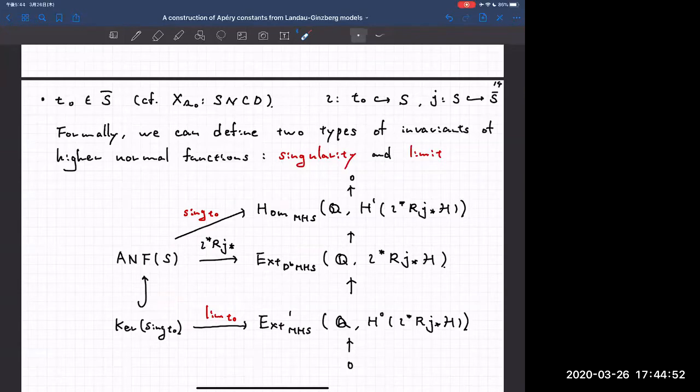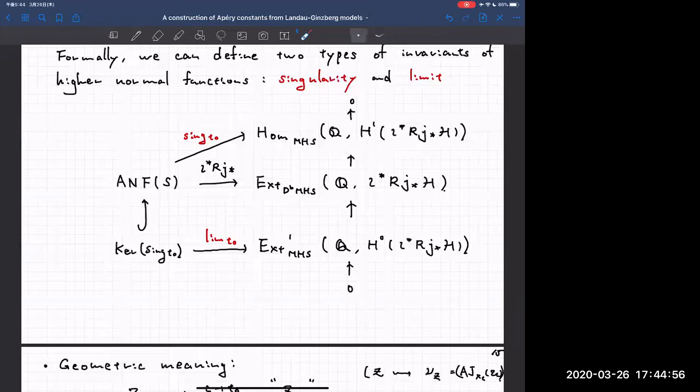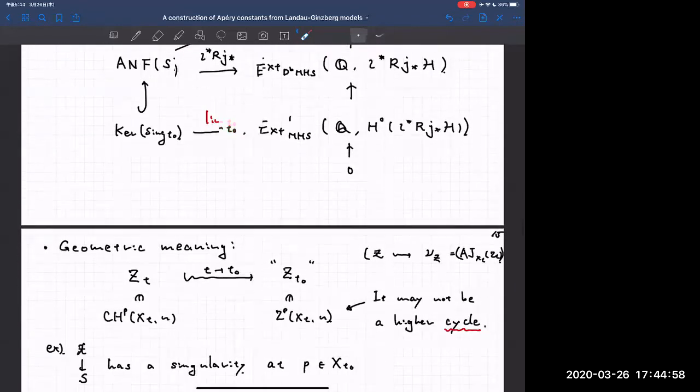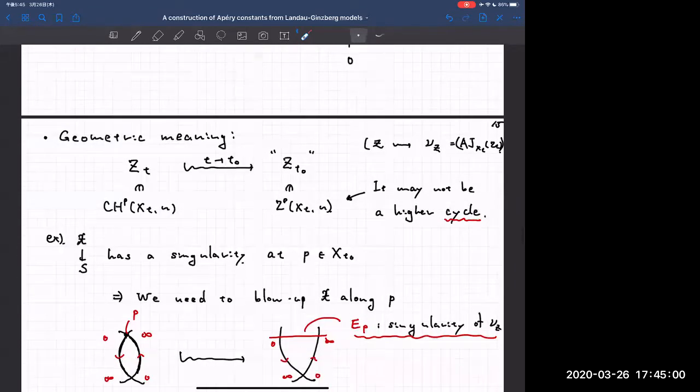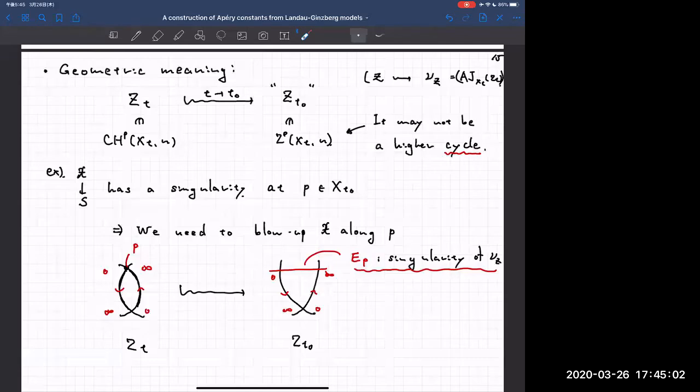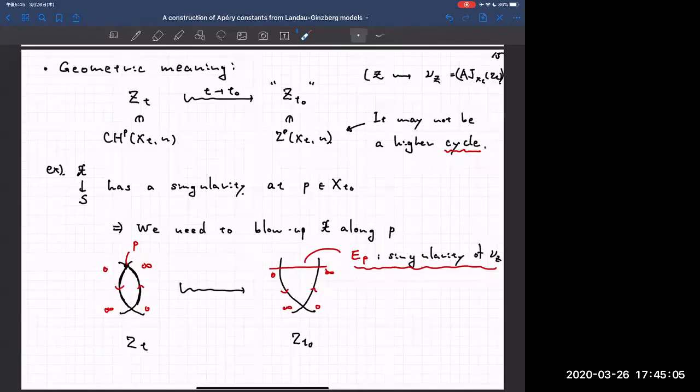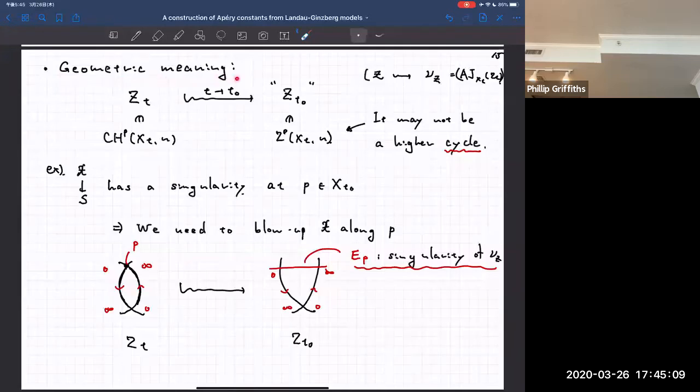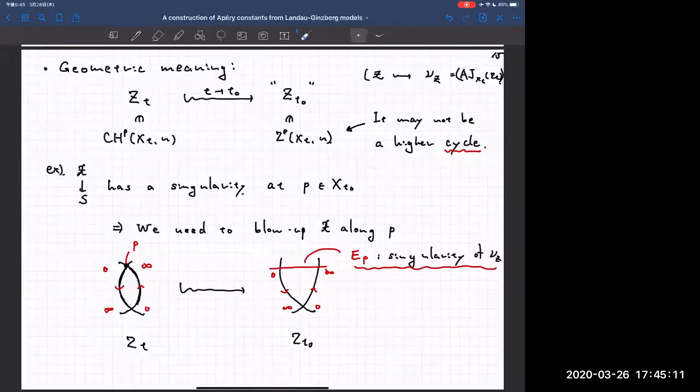Sorry. So this is just exactly the formal definition of these two singularities, but rather than these formal definitions, I would like to introduce a more intuitive geometric explanation of these two invariants. So, the geometric meaning of the singularity and limits.